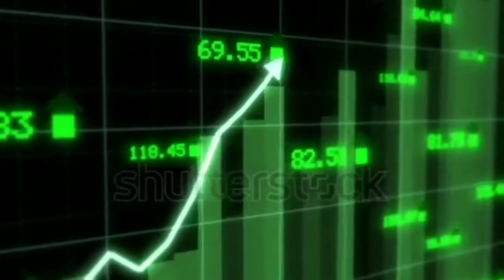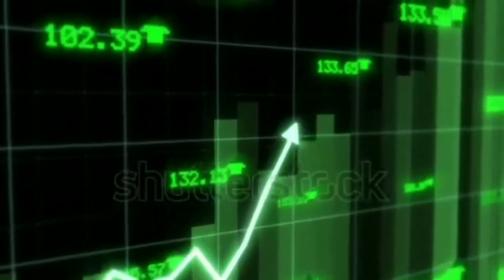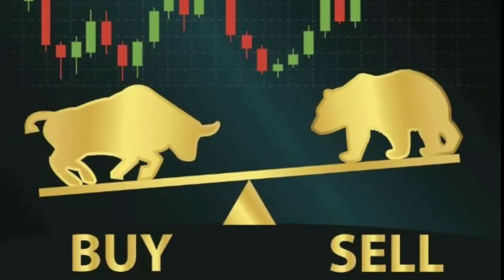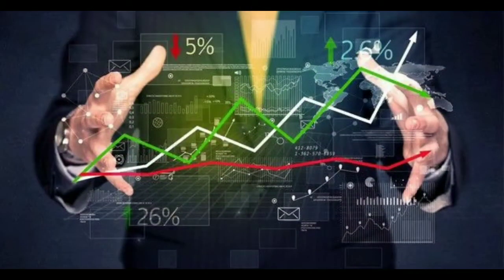What is Forex trading? Forex trading is the simultaneous act of buying one currency while selling another. The combination of these two currencies makes up what's known as a currency pair. Currencies are always traded in pairs, and each currency in a pair is represented by a unique three-letter code.